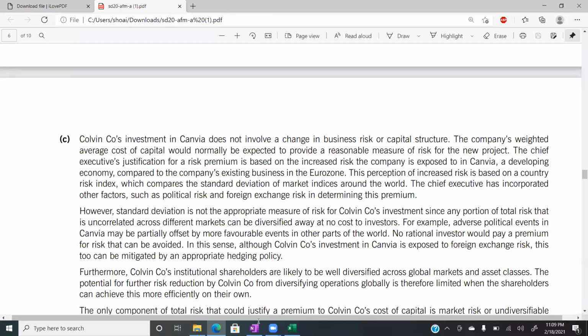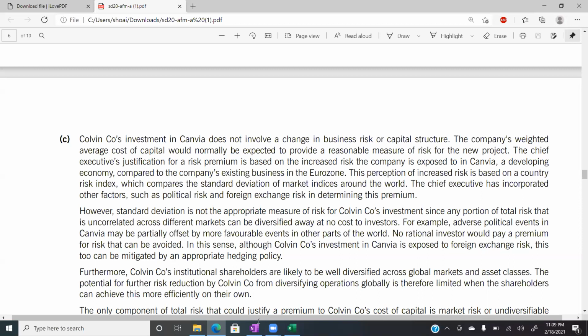Let's read these statements first. For example, adverse political events in Canvia may be partially offset by more favorable events in other parts of the world. No rational investor would pay a premium for the risk that can be avoided. So, the examiner is stating that this risk can be diversified away.